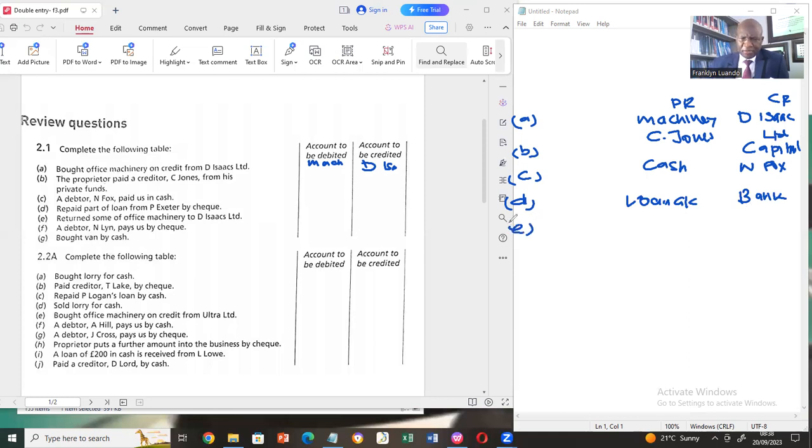We go to E. Returned some of the office machinery to D. Isaac. So D. Isaac Limited is receiving the machinery that we are returning, so we debit D. Isaac Limited. And we are giving away the office machinery, so credit the office machinery returns account.